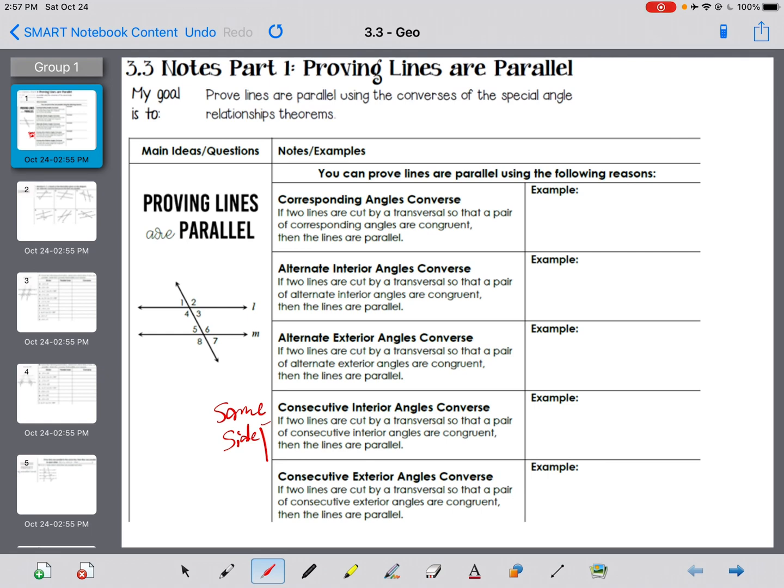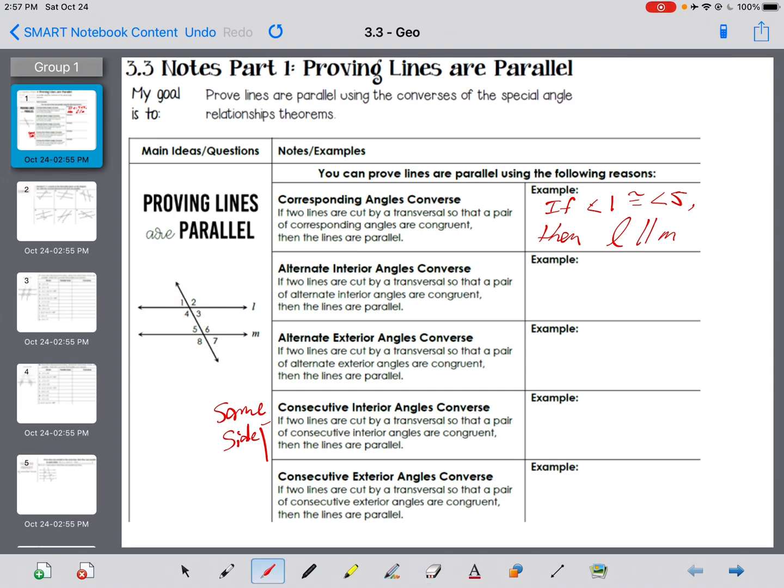Instead of saying when two lines are parallel, then corresponding angles are congruent, or when two lines are parallel, alternate interior angles are congruent, we're going to reverse that. If two lines are cut by a transversal so that a pair of corresponding angles are congruent, then the lines are parallel. So if angle 1 is congruent to angle 5 in our little picture, then we know that L is parallel to M.